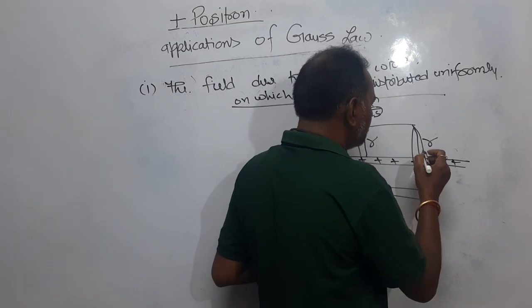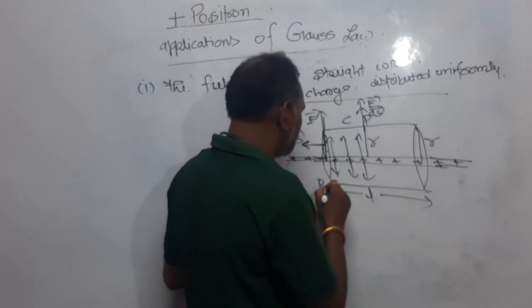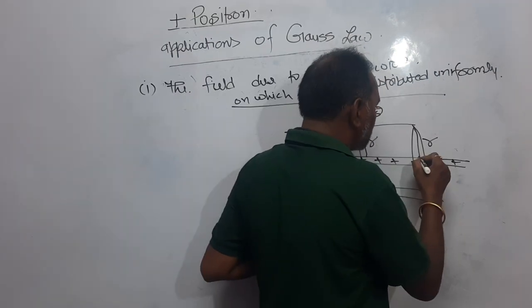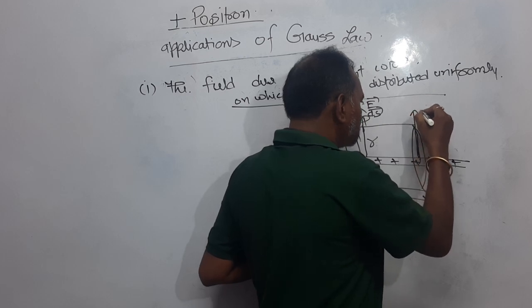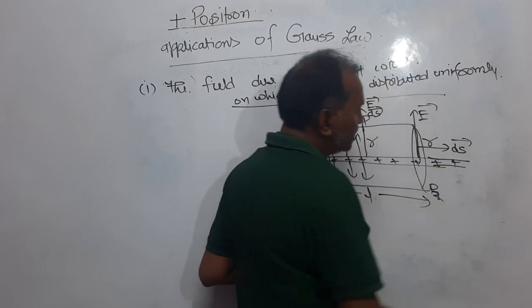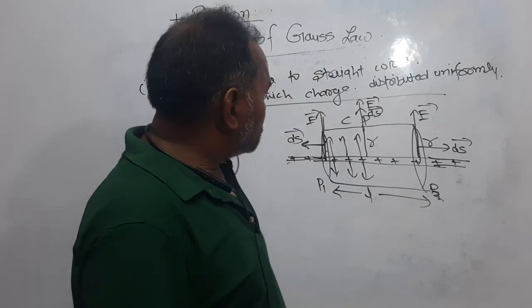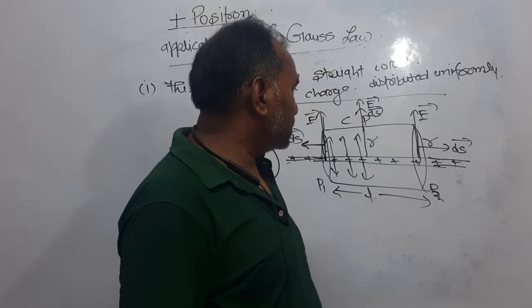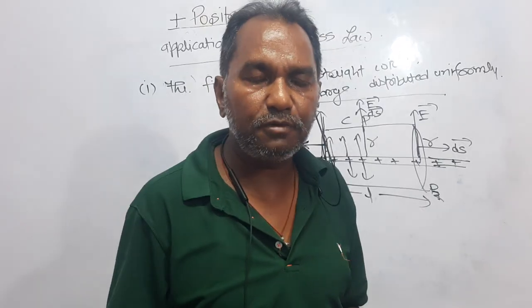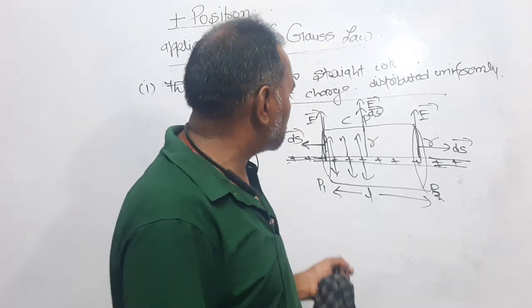And in the same way, let this be a plane P1 and this be a plane P2. On the plane P2, again you can see the field line will be like this, but the area vector will be normally outward like this, right? Now, dear students, you have found out the direction. There are three surfaces: the two planes P1 and P2, and one curved surface.